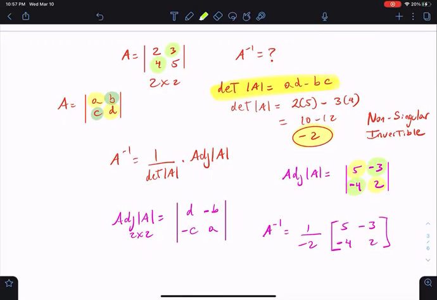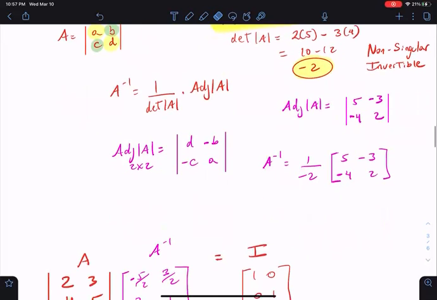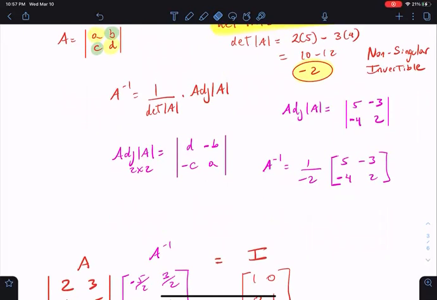So once you do that, you have the adjoint. This is the adjoint of A. Now to find A inverse, you need the determinant, which we already did. That's -2. So the formula says 1 over the determinant of A, which is -2. So 1 over -2 times the adjoint matrix, which we already calculated. And then you need to compute this.